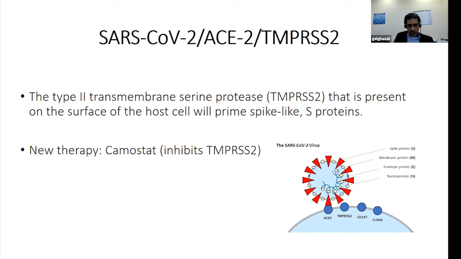Now there is a treatment that we are using in the hospital called Camostat, which inhibits the enzyme activity of TMPRSS2, and therefore can contribute to inhibiting the virus from binding to its receptor, because it inhibits priming of the S antigen on the virus and its binding to the ACE2 receptor.